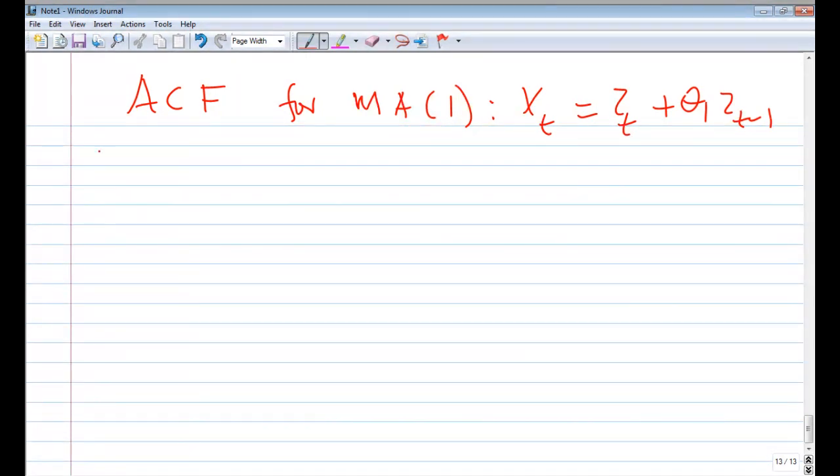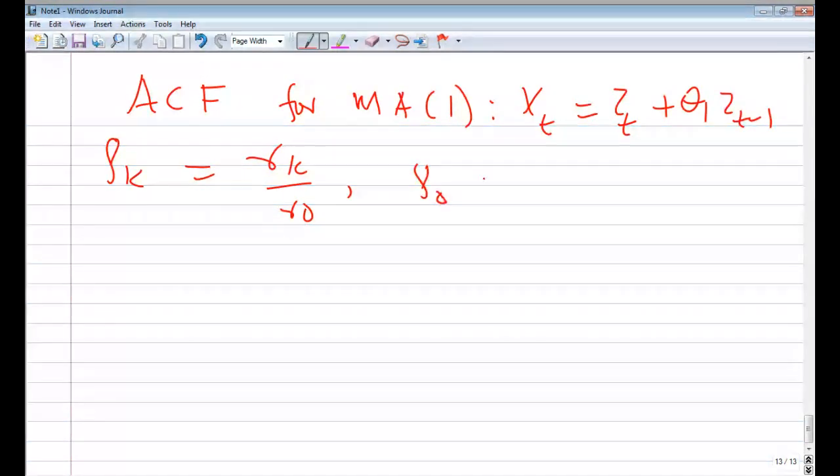Now where do we start? Start with the general one. Rho k is always equal to gamma k over gamma 0, from the properties of autocorrelation functions. So now we just want to find rho 0, rho 1, rho 2, rho 3, and so on. Rho 0, according to the properties, is always equal to 1. But if you don't want to just put a 1, you can define it as gamma 0 over gamma 0, so it's 1.